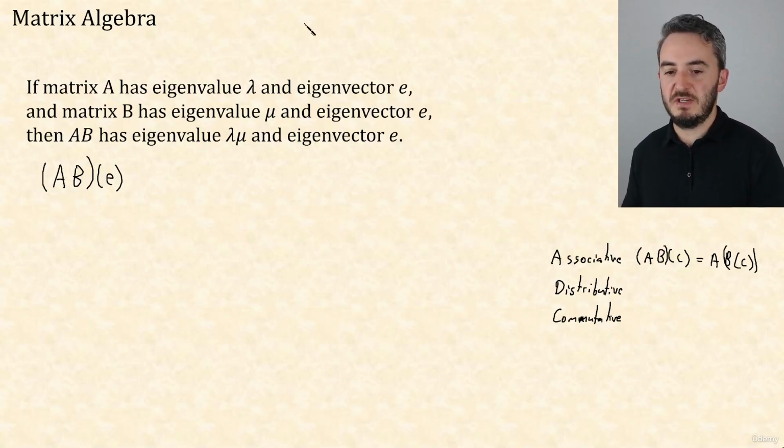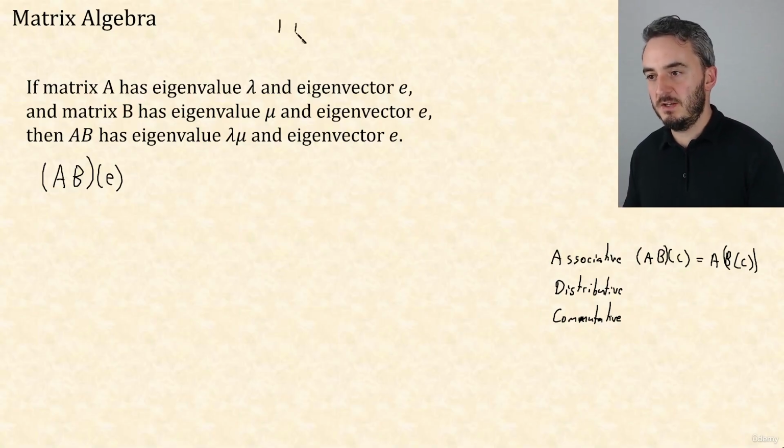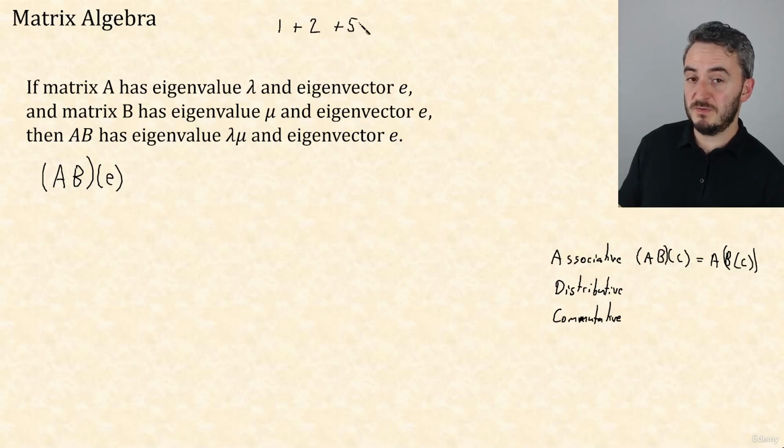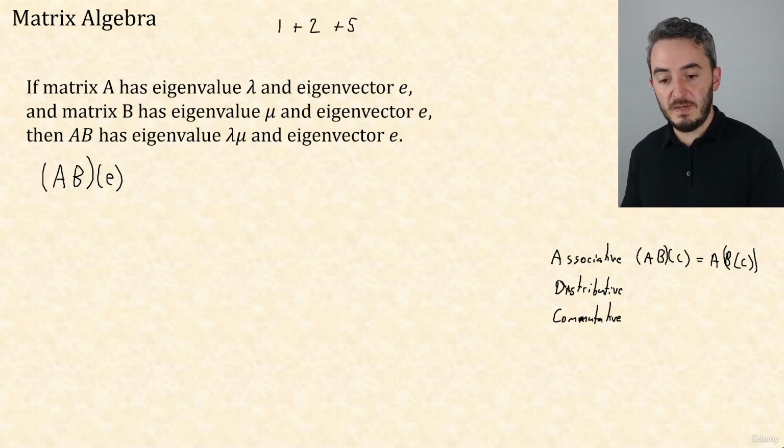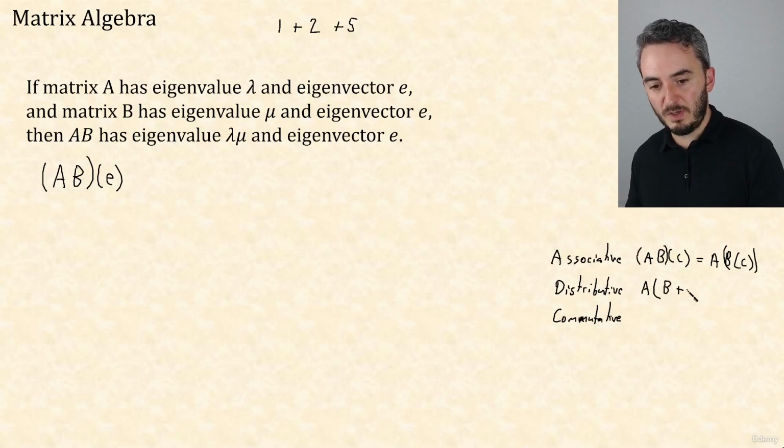I mean, addition is associative, because if you're working out 1 plus 2 plus 5, you can do the 1 plus 2 first and then add 5, or you can do the 2 plus 5 first and then add 1. It is distributive, which basically means you can expand brackets, that if you're doing A of B plus C, that's the same as AB plus AC.